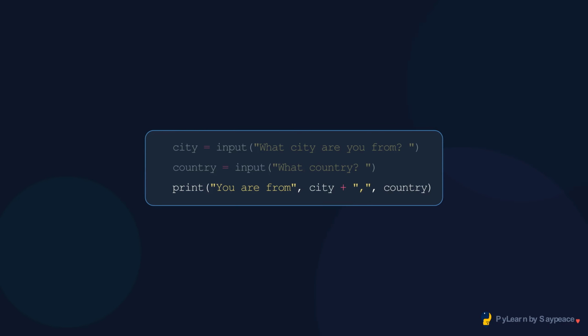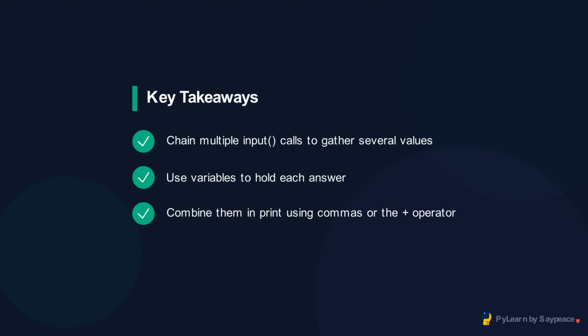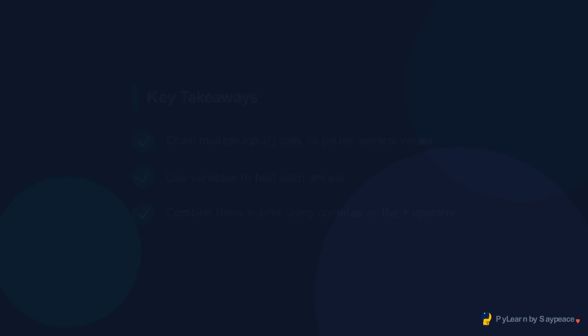Combine both in the output. The plus sign joins strings directly, no space added. We add the comma manually inside the string. You now have the tools to build your first interactive program. Try building a simple greeting card, ask for a name, age, and city, then print a personalized message.